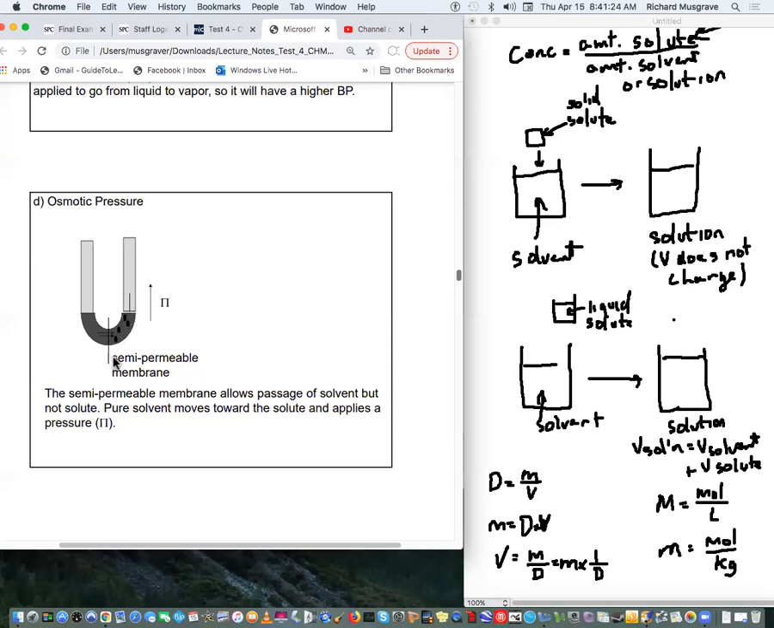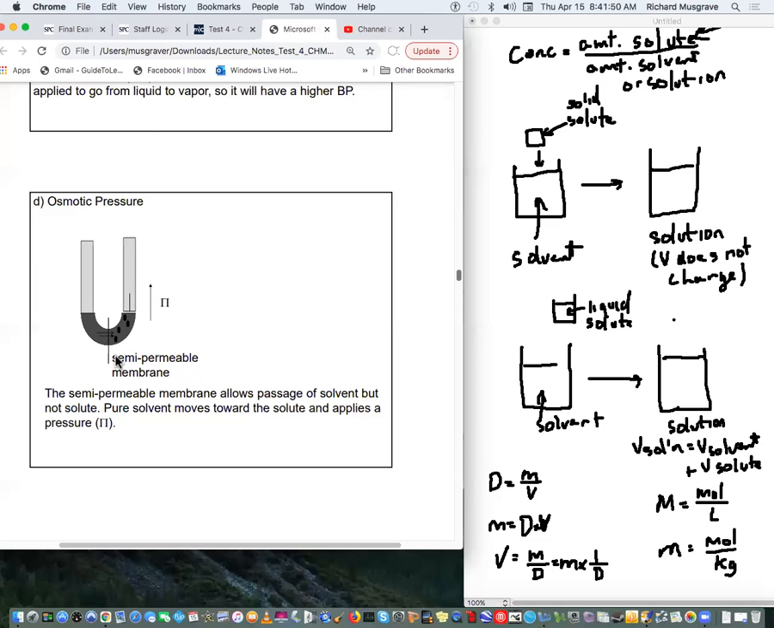The semi-permeable membrane, as I said, is something that allows for the passage of solvent, but not solute. So I'll give you an example of osmotic pressure, and it might be something that you've done in a biology class. A lot of the time, they do an experiment where you take a potato and you stick it into salt water. Now, the skin of the potato is actually acting as a semi-permeable membrane.